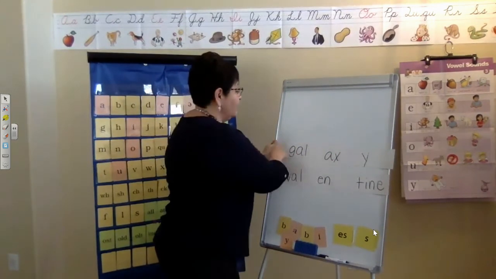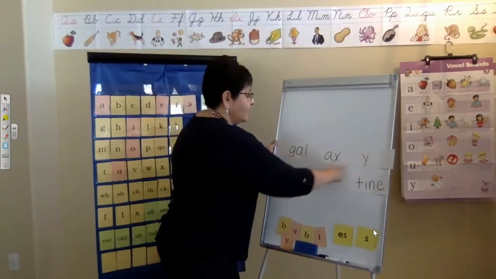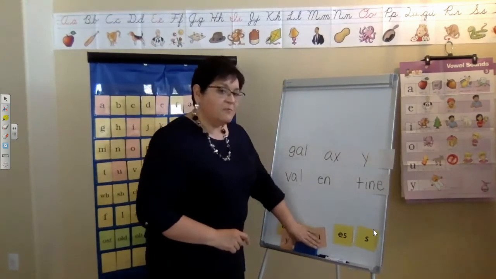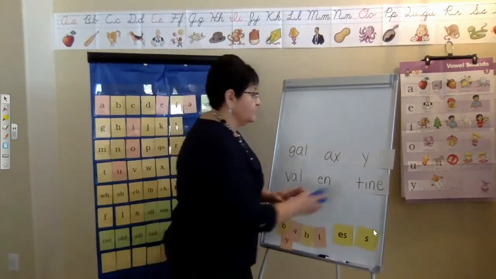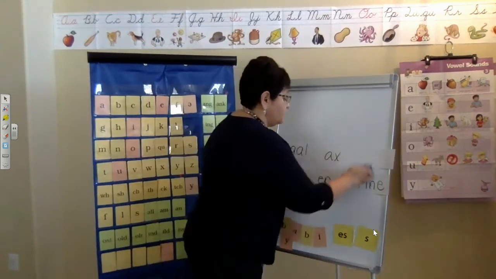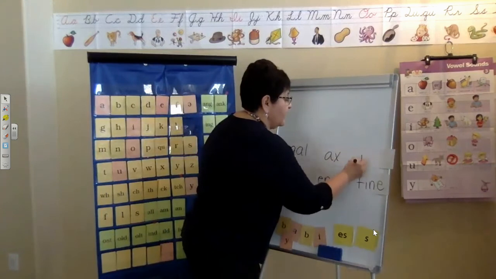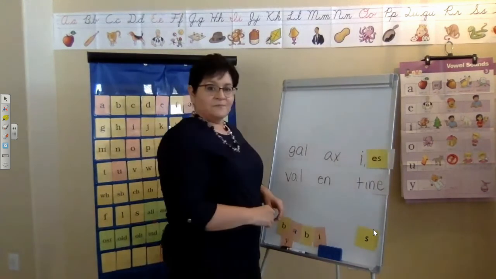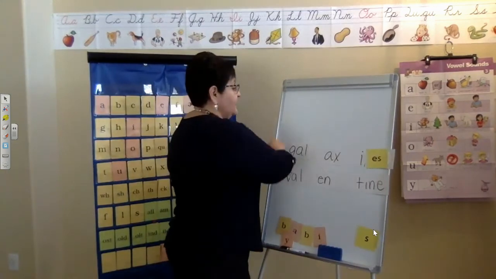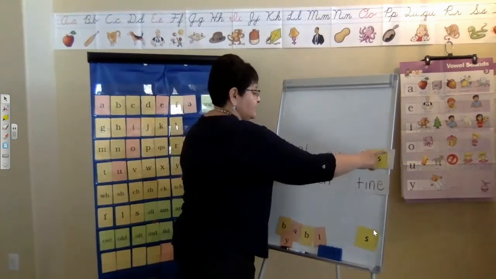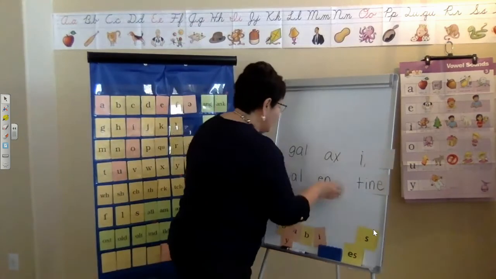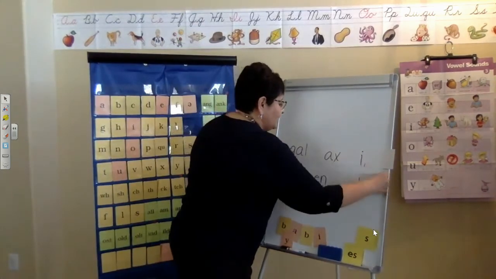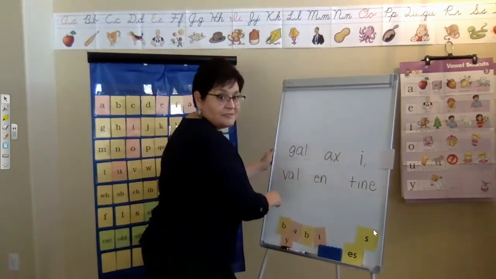Let's read it together. Galaxy, galaxy. I want to have more than one galaxy. So what do I need to do? Change the Y to I and add ES. Let's read this word together now. Galaxy, galaxies. And our last word here, you read this.